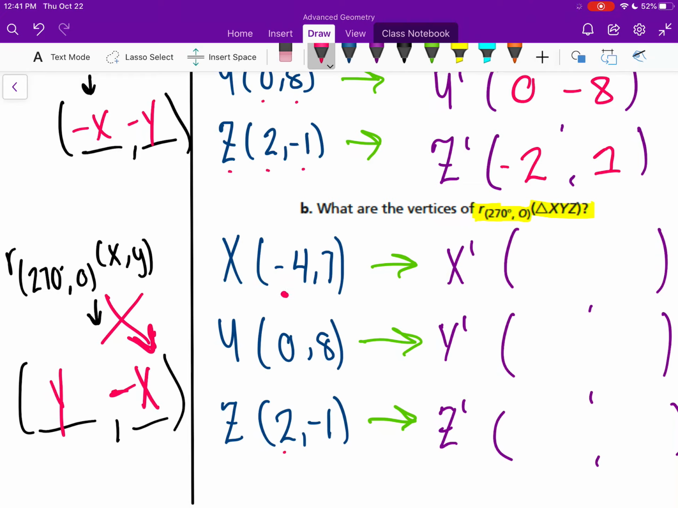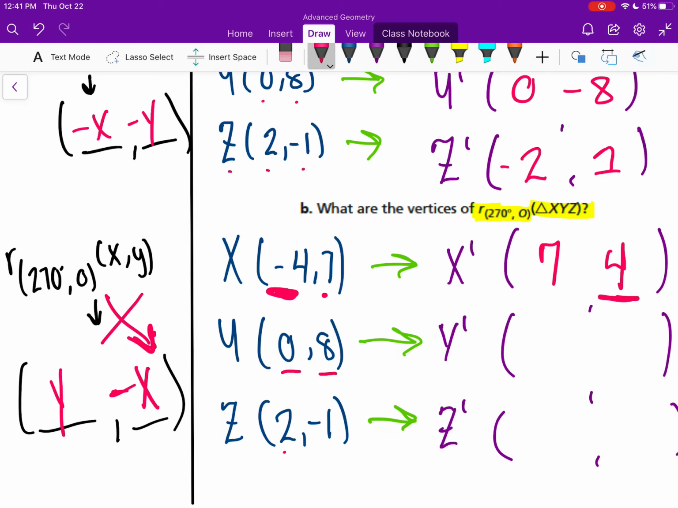So (negative 4, 7), if we switch the positions and change the sign of the X, would be (7, positive 4), because this has changed from a negative to a positive. We're going to do that for each one.